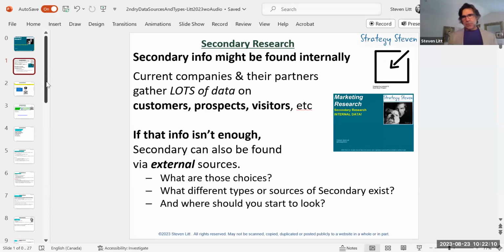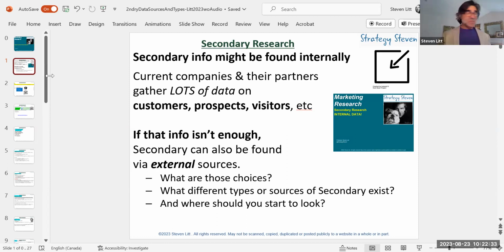Secondary can be found internally, and there's a whole separate video on that available. Current companies and their partners do tend to gather lots of data on customers, prospects, store visitors, website visitors, etc. But if that internal secondary information is not enough, secondary can also be found externally.